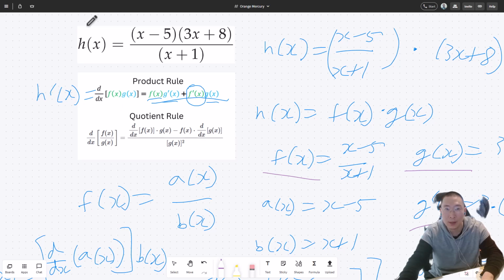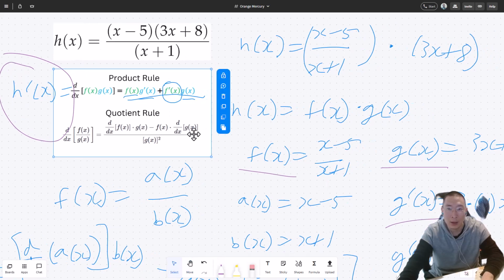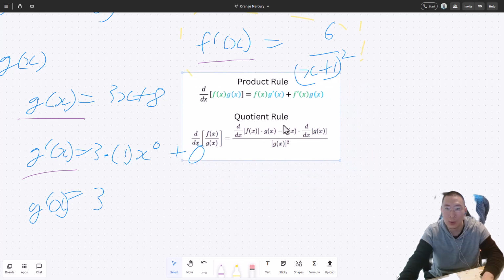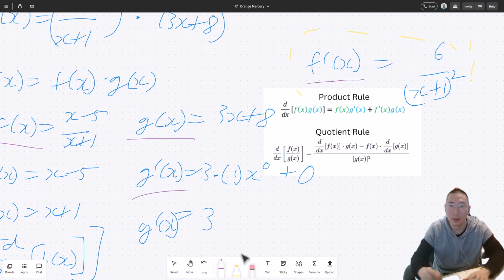We just have to plug it into the product rule. Remember, h prime x. This is the whole point of doing all this. h prime x is equal to f of x times g prime x plus f prime x times g of x. Okay, so let's copy this and paste it over here so we have a reference. So that is what we are going after.